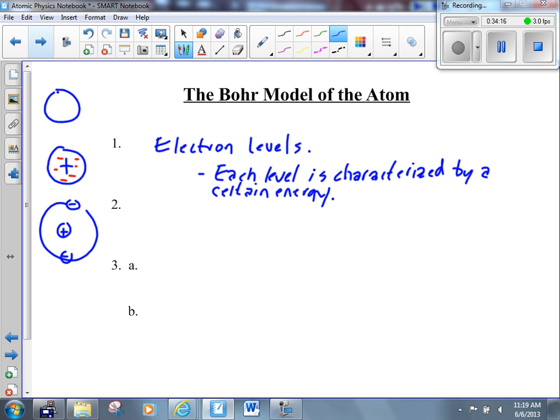All right. The second thing that Bohr said that differentiated it from the Rutherford model of the atom comes down to something that we call stationary states.